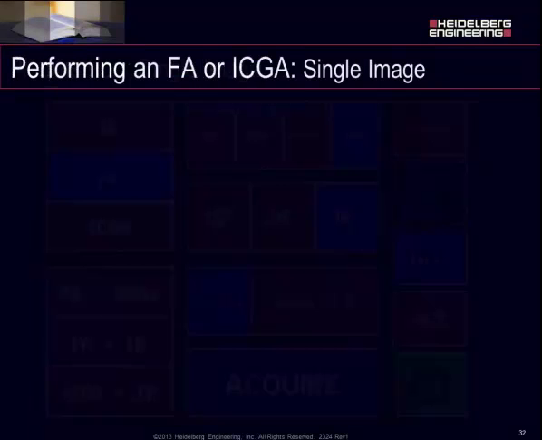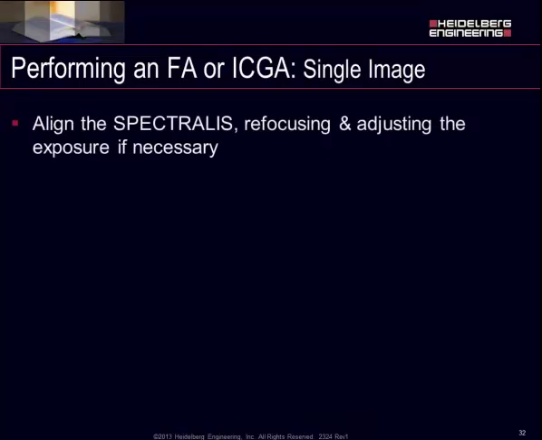the single image angiography, is going to be the same as just acquiring normal images. You're still going to make sure that your Spectralis is aligned correctly. You want to make sure that the image is focused, and you want to make sure that the exposure again is not too bright or too dark.